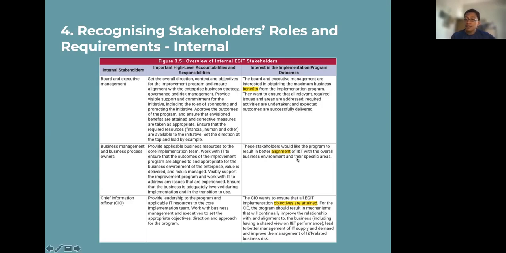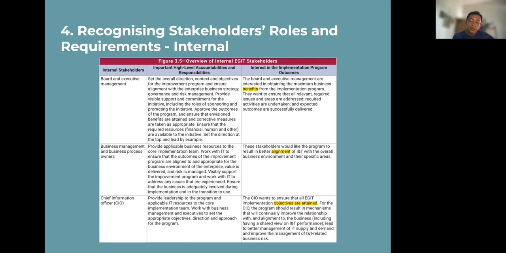So what about their interests? The stakeholders who like the program to result in better alignment of business and IT. So they have this kind of interests. Make sure that you can align all of these interests. You can identify what kind of interest, so you can align every interest within the company organization.